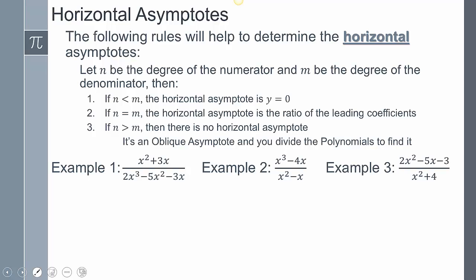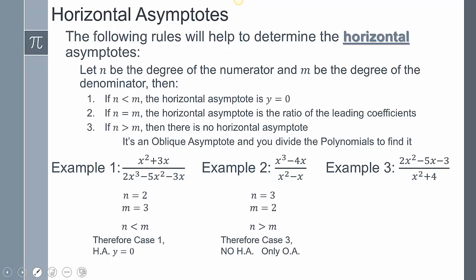In this first example, my n is 2, my m is 3. So now I need to compare them and see which scenario it lies under. Well, m is larger than n, so it's automatically going to be y equals 0. On example number 2, my n is greater than my m. 3 is bigger than 2, and so therefore there is no horizontal asymptote. I have an oblique asymptote.